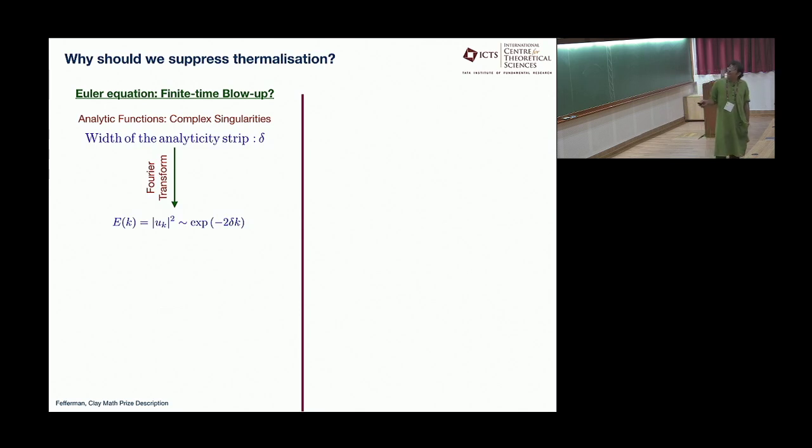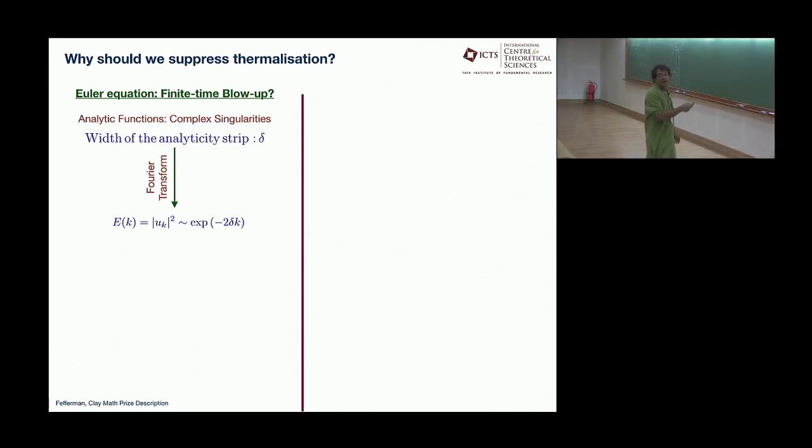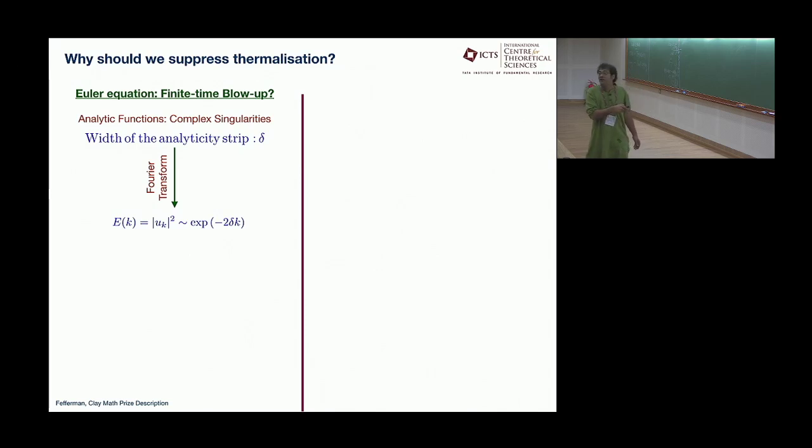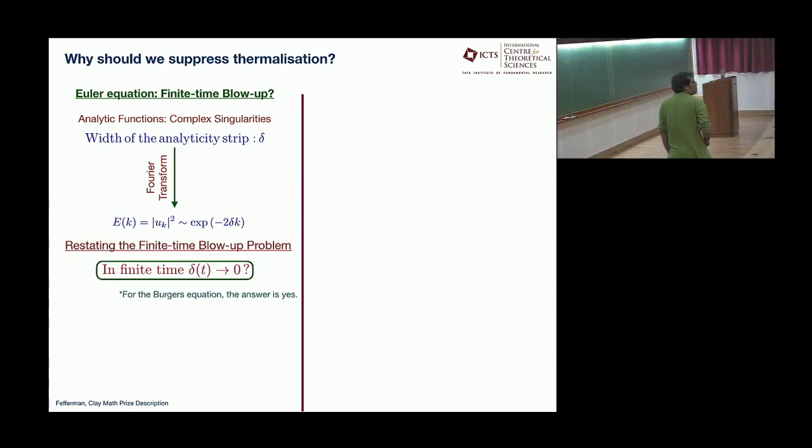So one way to measure this is to measure what's known as the width of the analyticity strip, essentially how far away these complex singularities are from the real domain. It's a little painful, but one can show that the Fourier transform of such analytic functions has an asymptotic behavior which goes as exponential of minus 2 delta k. So all that remains, a restatement of the finite time blow-up problem, is to ask the question: in finite time, does this delta actually go to 0? For the Burgers equation, we have known for many years that the answer is yes. That's what gives rise to the shock.